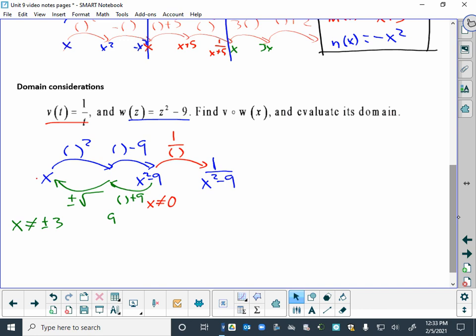Okay, and how that works out with the arrows is not always exactly the same or as easy to do maybe as this one turned out to be. But just to be aware that you've got to be sensitive to each subsequent function's domain restrictions and make sure that what's coming in doesn't end up violating one of those domain restrictions.